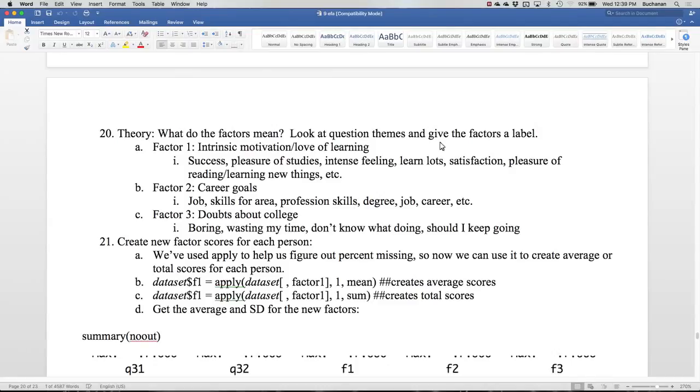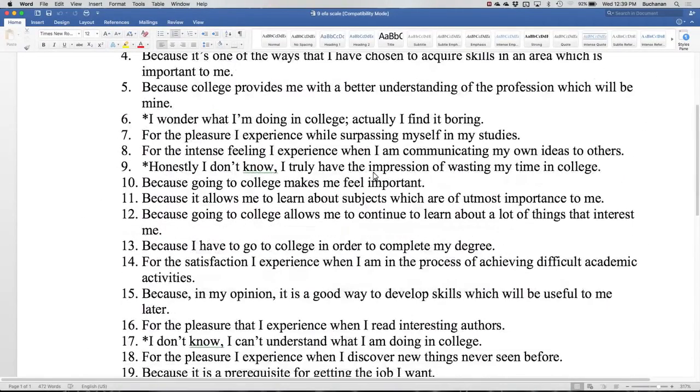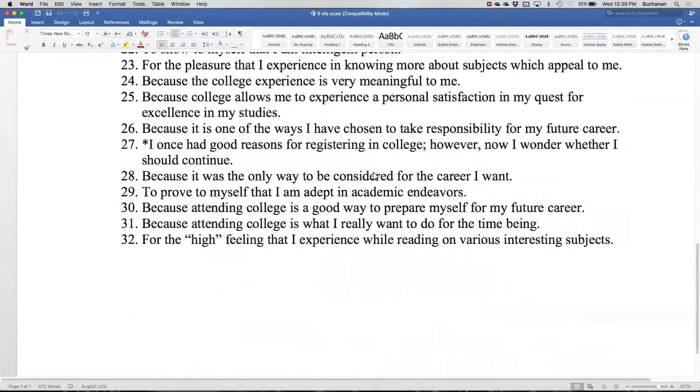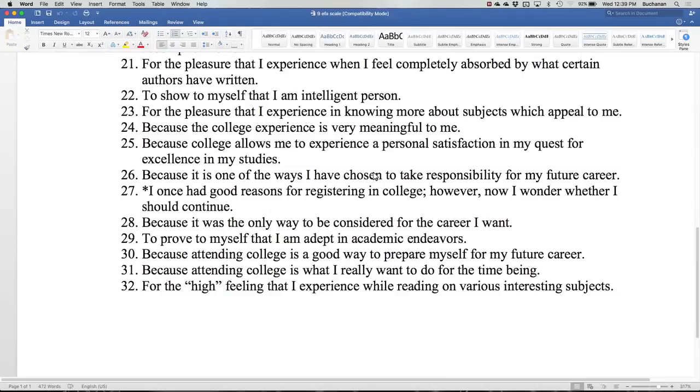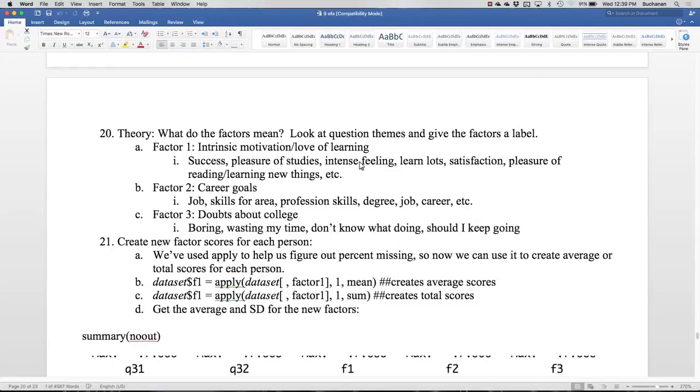And then factor 3 is the messy one, because it's all of our reverse-coded items. And there are things like, I don't know what I'm doing, life is hard, I don't understand. So I called it doubts about college because I didn't have a really good answer. But anytime all of the reverse-coded items load on one factor, that's usually a bad sign, because it implies that people are not interpreting those as simply the opposite of your other questions. They're seeing them as something totally different. If you're okay with that, that's fine.